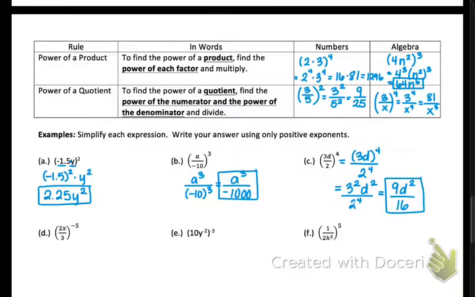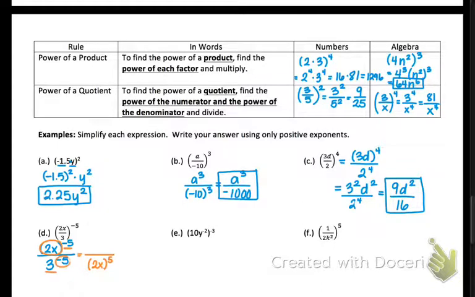Example D is an example that has a negative exponent. It's very similar to C, except it's got a negative. So let's write it out the same way. We're going to do 2x to the negative 5th over 3 to the negative 5th. And we can go ahead and move stuff around now. So if we look at what this is going to turn into, this base is 2x. It's unhappy. So it wants to be moved. Once I move it, now it's happy.